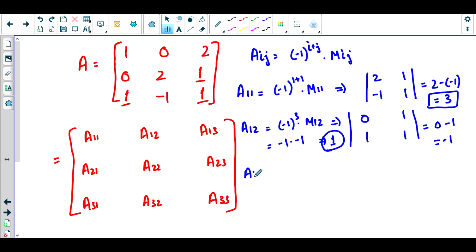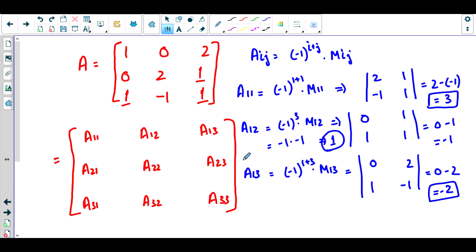So we got A12, which is 1. Now let us calculate A13. A13 will be minus 1 to the power 1 plus 3, into M13. So it's minus 1 power 4, so it will be positive. M13 means you have to take out the first row and the third column. What's left? 0, 2, 1, minus 1, right? These 4 are left. We solve it. 0 minus 1s are 0, and minus 1 times 2 is minus 2, so we have minus 2. This is cofactor A13.